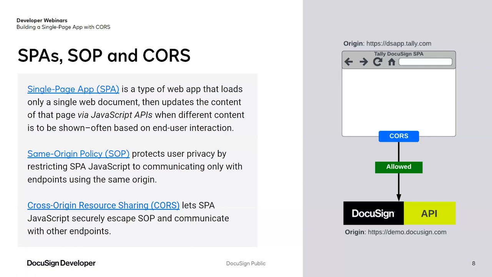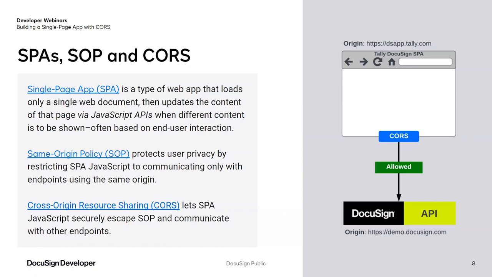And in the diagram here on the right, you can see an origin, as an example, https://dsapp.tally.com, wanting to communicate with DocuSign's API, which has an origin of https://demo.docusign.com. And when CORS is in play, that communication is allowed.